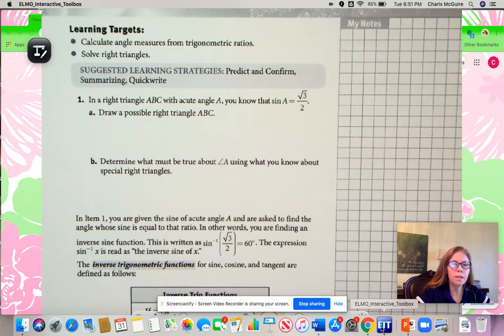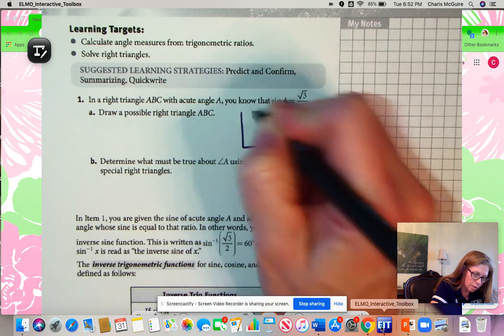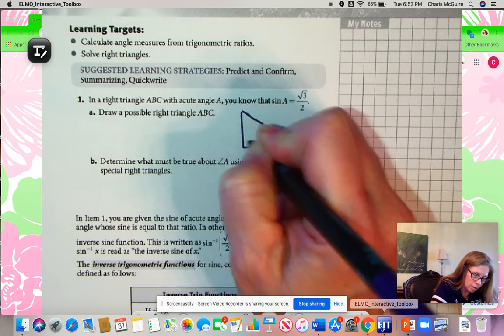Number one, it says in a right triangle ABC with acute angle A, you know that sine of A equals square root of 3 over 2. Draw a possible right triangle. All right, so what could that look like? They're just asking you for the possibilities. And so just draw a right triangle. It doesn't really matter what it looks like at this point.